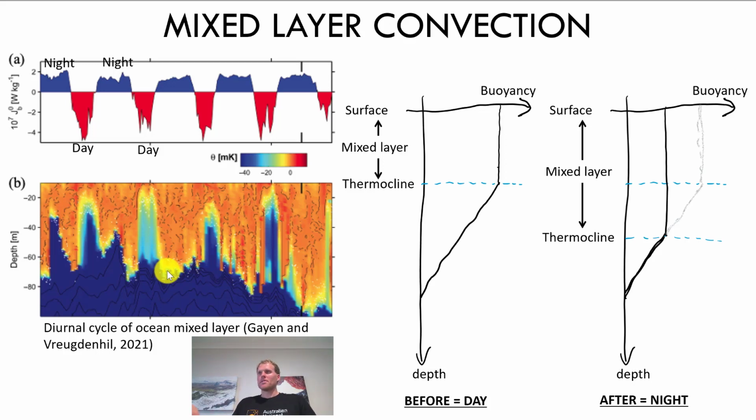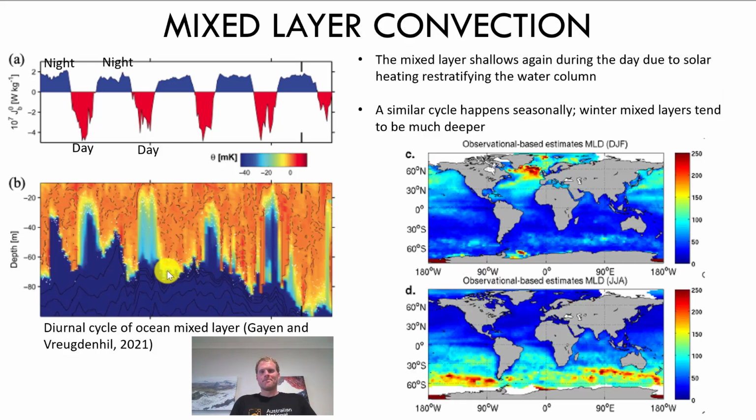Now, the same thing happens on a longer time scale, on a seasonal time scale. When you go into winter, you tend to get deeper mixed layers because you have cooler air that's cooling the surface and causing this convection and deepening of the mixed layer. And so there's an example of that here.